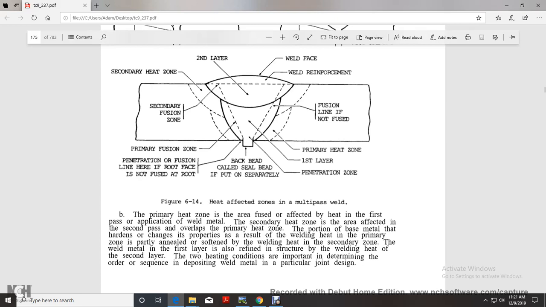Your primary heat zone is the area affected by the heat of the first application of the weld metal. The secondary heat zone is the area affected by the second pass, overlapping the primary heat zone, with the portion of the base metal whose hardness is changed by the welding heat of the primary zone being partly annealed and softened by the welding heat of the secondary zone of the weld metal. The first layer is refined in structure by the welding heat of the second layer. These two heating conditions are important in determining the order and sequence of depositing weld metal for a particular joint design.